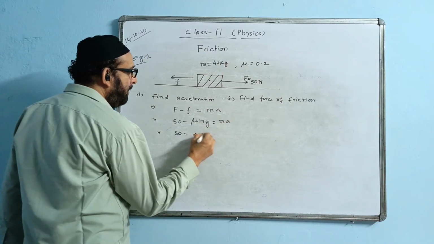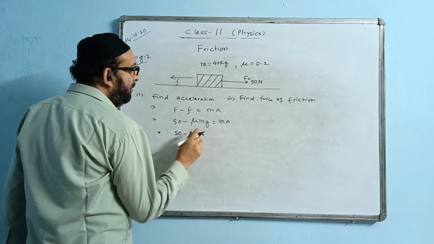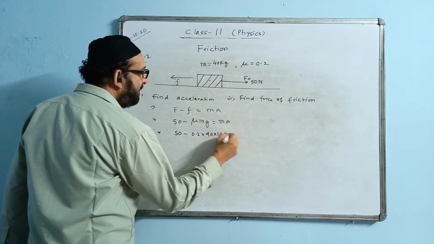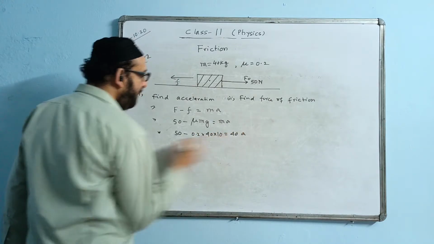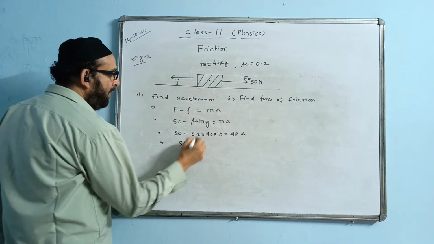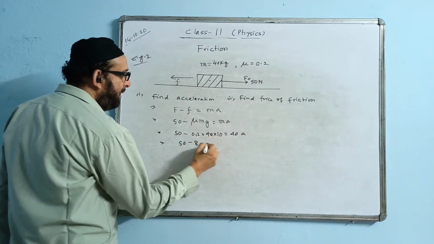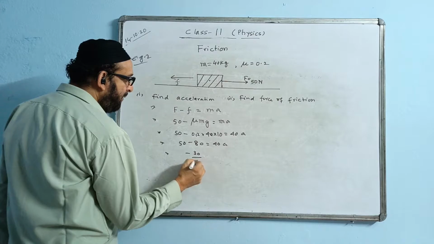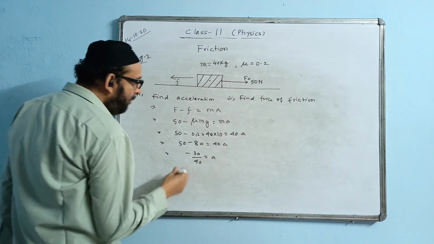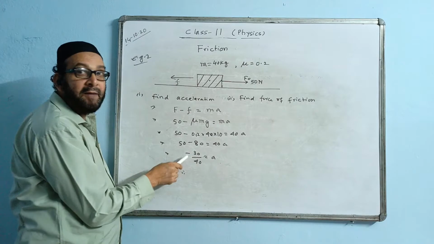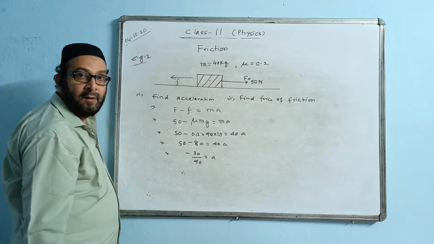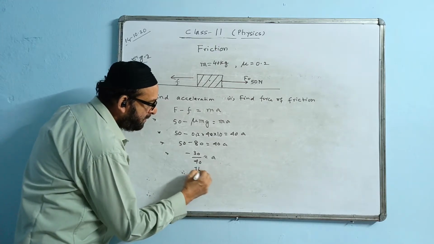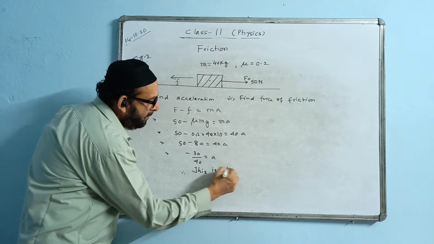Next step, I put the values. Mu value is 0.2, m is 40, and the value of g is, suppose, 10. Mass is given, 40a. Let us calculate. 50 minus 80 is equal to 40a. This is coming minus 30 by 40 is the value of a. What do we see? The value of a is becoming negative here. Do you think it is possible? The answer is no, it is not possible.